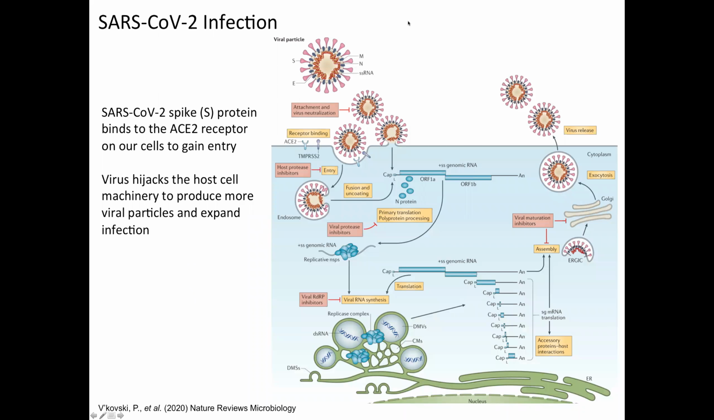When the virus enters our bodies, it is able to be recognized by a receptor on our cells called ACE2, and this is how it gains entry into the cells. Then once inside the cells, it hijacks the machinery inside our cells to produce more viral particles. These viral particles are then released from the cell and they continue the infection process.